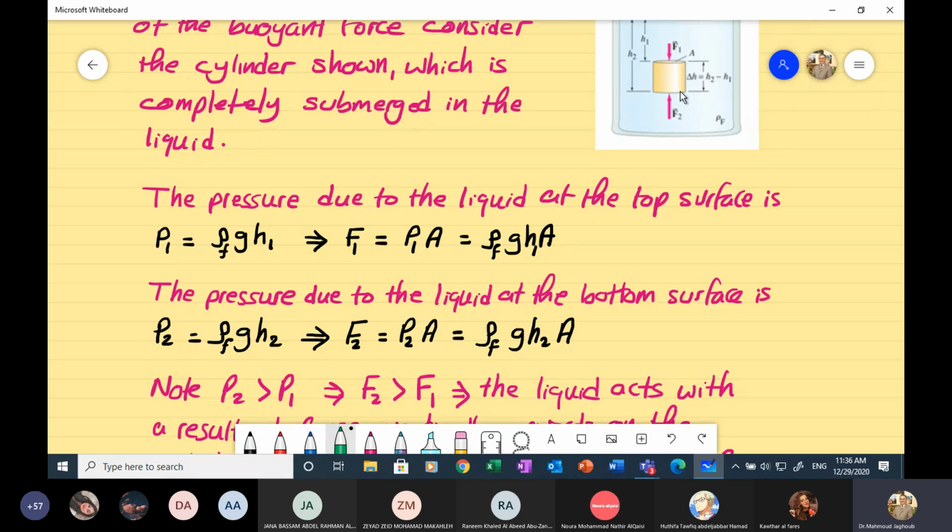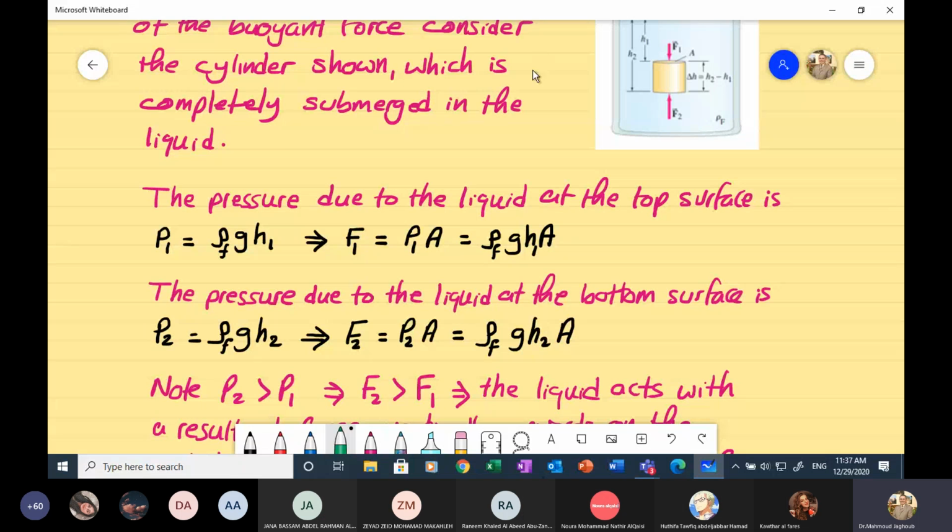Now the force that acts on the lower surface, as you can see, is vertically upwards. The liquid pushes the cylinder from down up, in the upwards direction. So what is that force? I know that the pressure P2 equals rho fluid g h2. h2 is the depth below the surface of the liquid, and therefore the force F2 is the pressure that acts on this surface multiplied by its area, so the force is rho fluid g h2 times A.